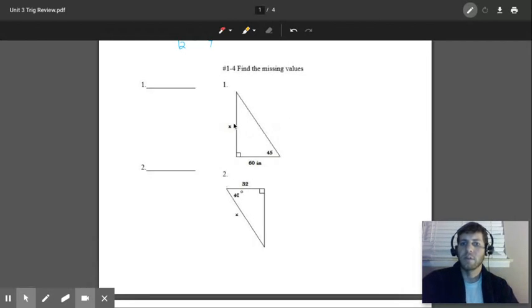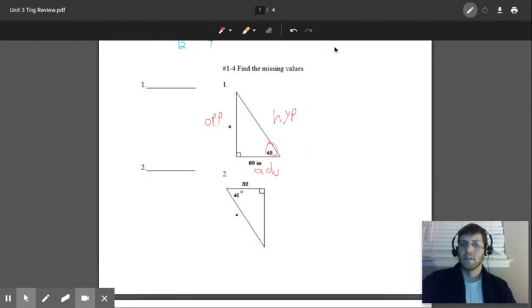So here we're solving for a side, so what we want to do first is label the hypotenuse. Across from your right angle is your hypotenuse. Circle the angle we're looking at. Our two legs are x and 60. X is across from the angle, so across from 45, that's going to be opposite. And then 60 is adjacent.